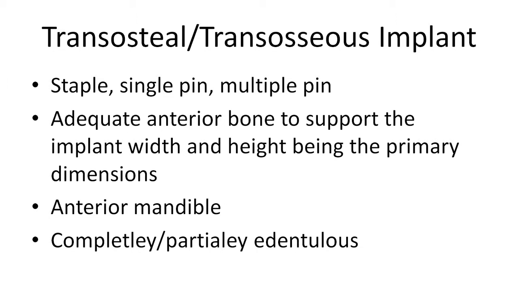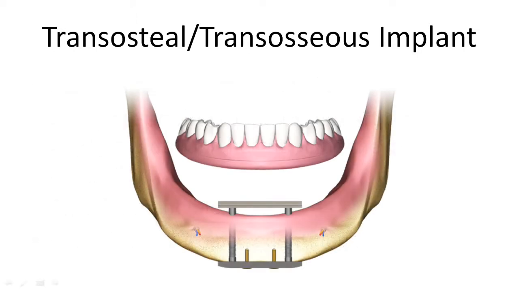The transosteal or transosseous implant, sometimes called the staple, is a very interesting implant, and it's used in the anterior mandible to support, again, an overdenture. This could be a partial overdenture or a complete denture. And as I say, it's very interesting because this type of implant actually transverses two cortical plates.